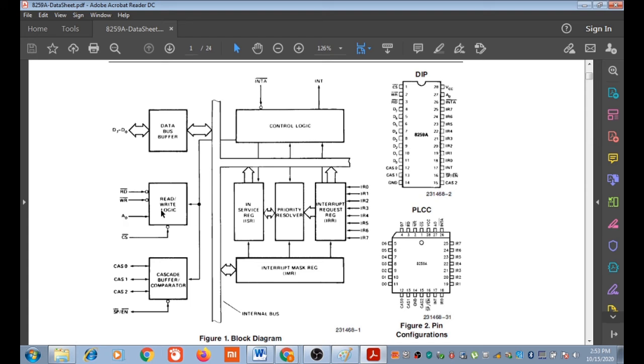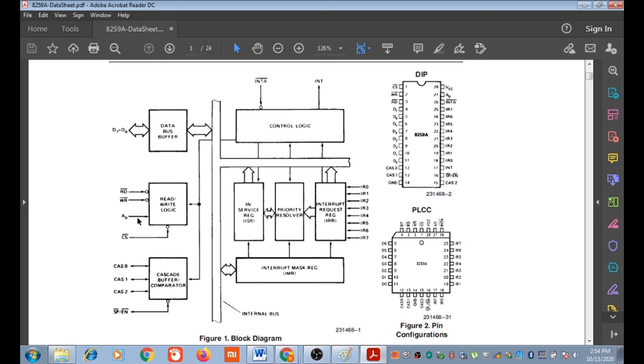So inside 8259A, you have two locations for initializing and configuring or controlling 8259A. If A0 is one, a particular location will be selected. If A0 is equal to 0, the other location will be selected. The two locations are the initialization command word register and operation command word register. These locations are used to initialize and control 8259A.